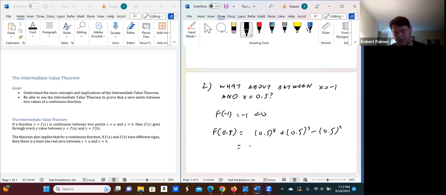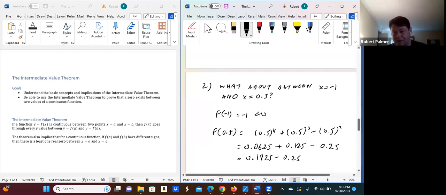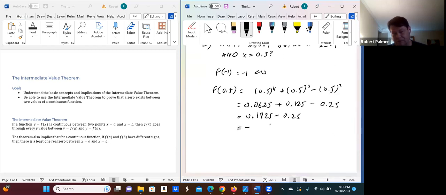Okay, this is going to be 0.0625 plus then 0.5 cubed is 0.125 and minus 0.5 squared, which is 0.25. And if we combine these, okay, so this is going to be 0.1825 minus 0.25. The main thing is whether it's positive or negative. You can see it's going to be negative. And so this is going to be negative 0.0625. The main thing is that it was less than 0.